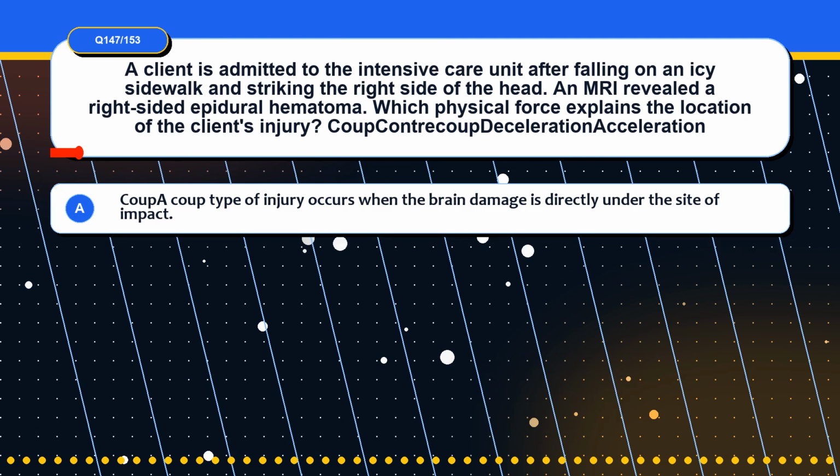Question 147. A client is admitted to the intensive care unit after falling on an icy sidewalk and striking the right side of the head. An MRI revealed a right-sided epidural hematoma. Which physical force explains the location of the client's injury? Coup, contrecoup, deceleration, acceleration. Here are the options. Option A. Coup. A coup type of injury occurs when the brain damage is directly under the site of impact.